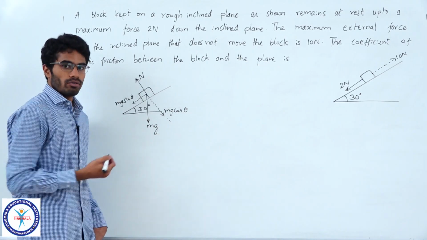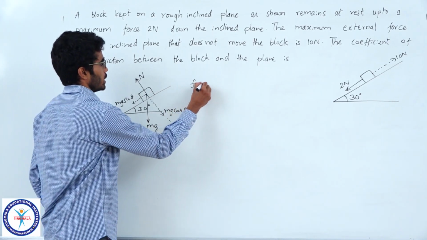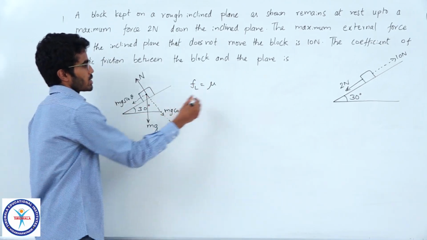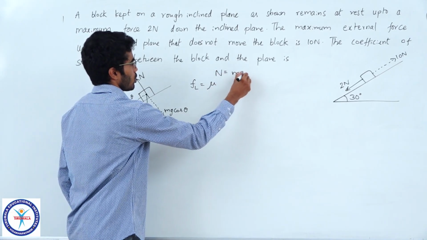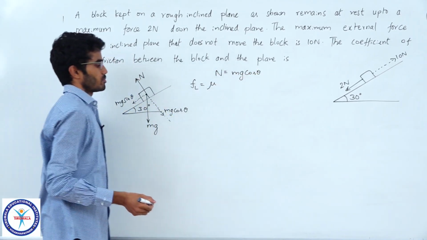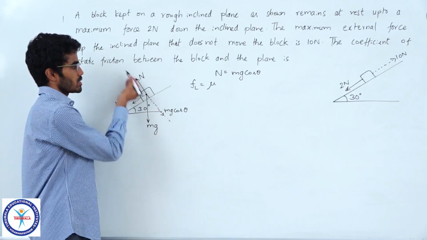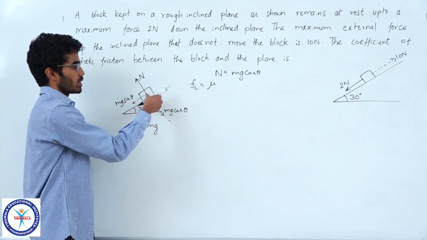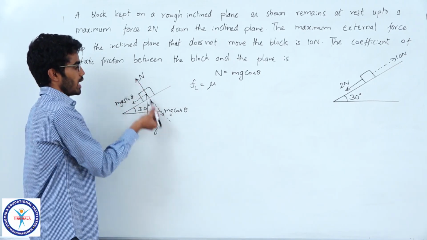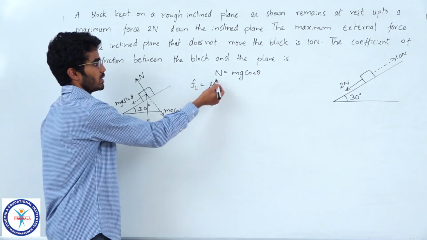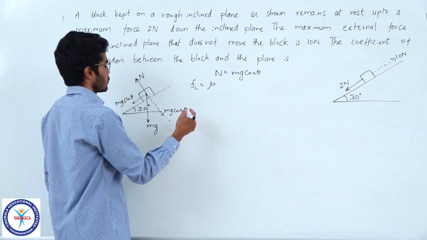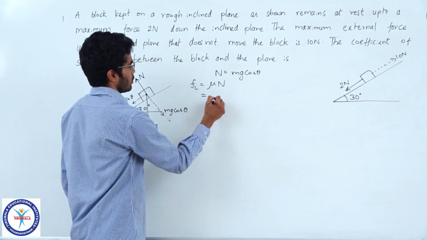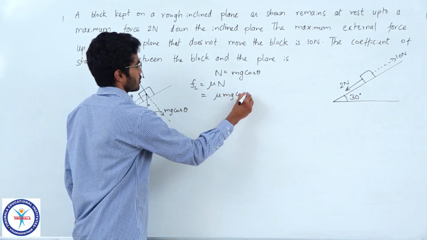Now, what is the value of limiting friction here? It is mu into the normal reaction. The normal reaction N is equal to mg cos theta, because the block does not have any acceleration along this line. If at all it slides, it will slide along the surface, but it is having no acceleration in this direction. So, N is equal to mg cos theta. So, limiting friction is now mu into N, which is mu mg cos theta.